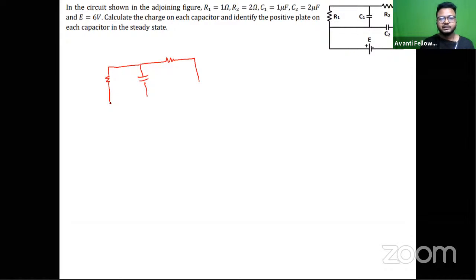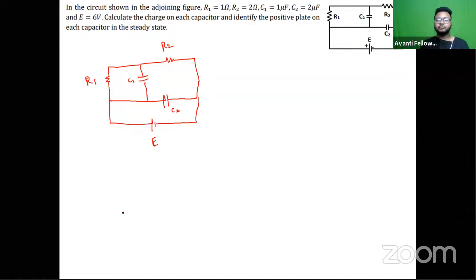Okay, and here you will be having another capacitor. So this is your E they have given. This is R1, this is your R2, this is C1, and this is C2. So in order to approach such a problem, first try to divide the current. Okay, as per your idea, divide the current.